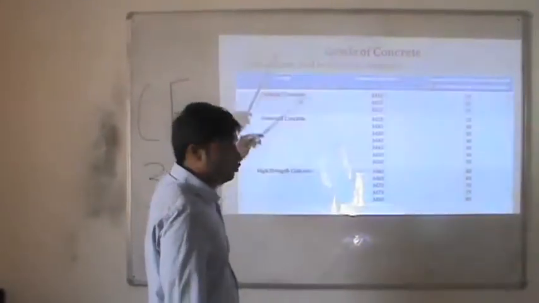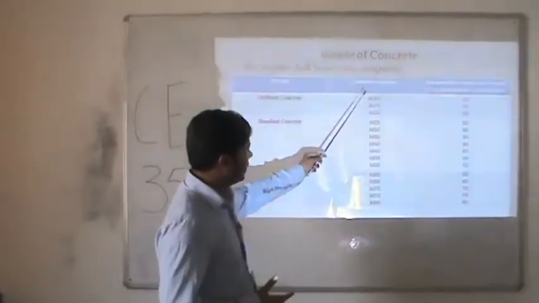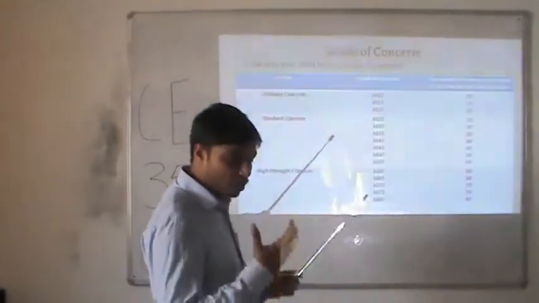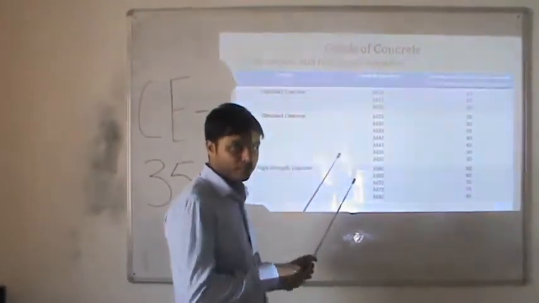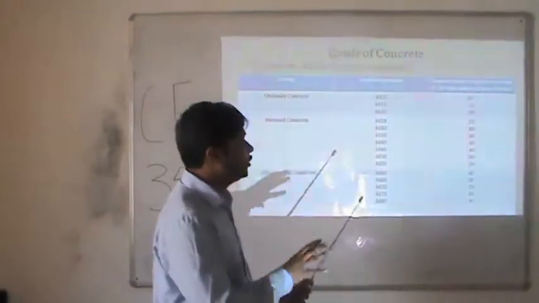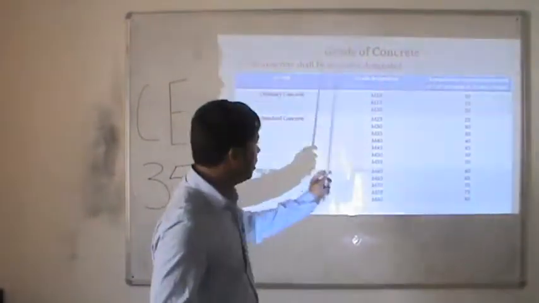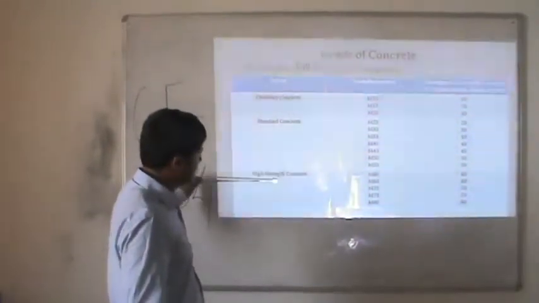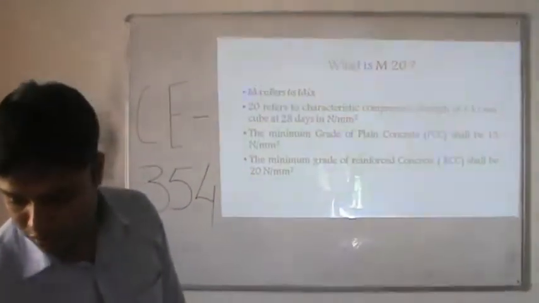For ordinary concrete, the mixes we designate are M10, M15 and M20, and their characteristic compressive strength of a 150 mm cube made with that mix at 28 days is 10 Newton per mm square, 15 Newton per mm square and 20 Newton per mm square respectively for these three. Likewise for standard concrete and high strength concrete. So these are the grade designations.